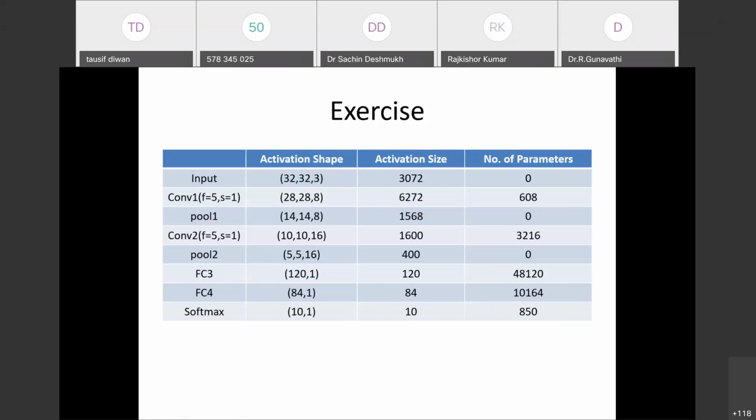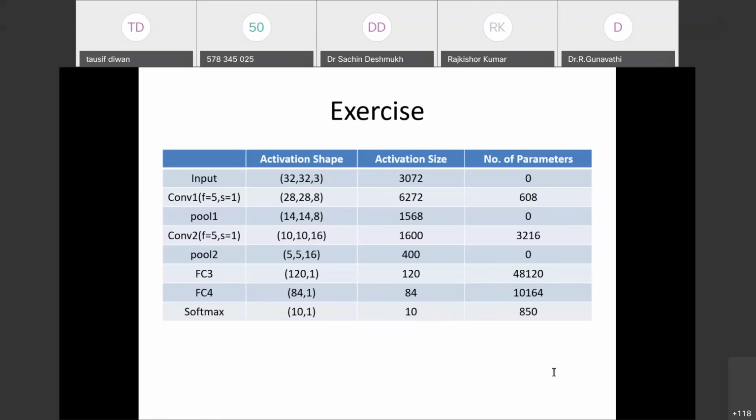Total how many parameters are associated with one filter? Okay, 76. From where will you get the 76? So 75 weights plus 1 bias. 75 plus 1. Is this 75 plus 1 clear to everyone?